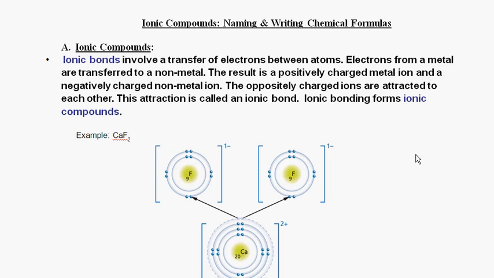You'll recall that an ionic bond is a bond that forms between a positive metal ion and a negative non-metal ion. And the ionic bonding forms ionic compounds. An example would be calcium fluoride.